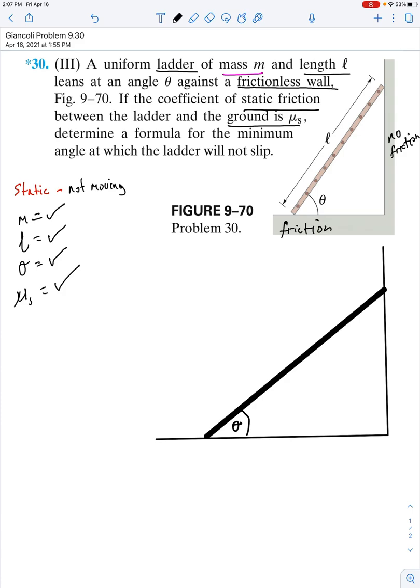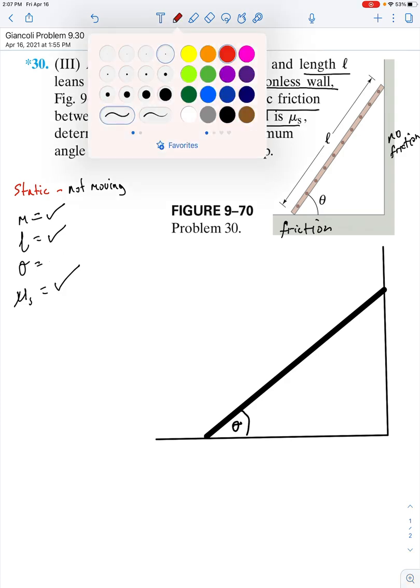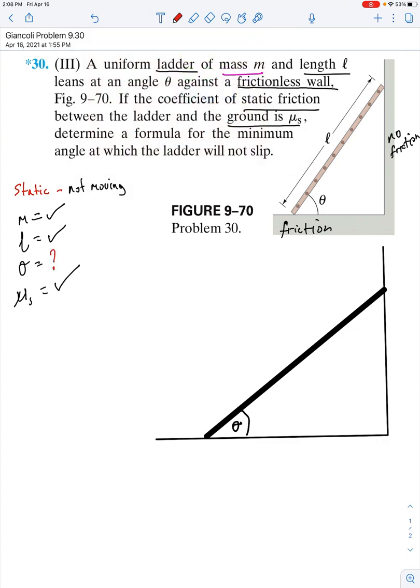So let me erase this because they're asking you, what is theta? And they're saying theta minimum. Do I care that they're asking about theta minimum? No. Because I just want to know what angle this thing is at right now where it's not slipping.